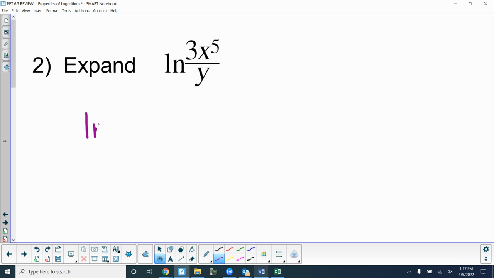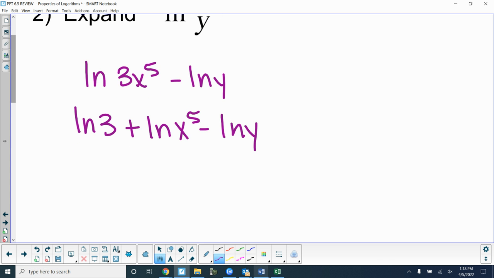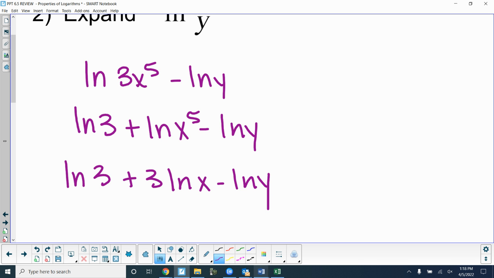Expand. All right, natural log of 3x to the 5th minus natural log of y, right? This is multiplication, so what can I do with those? Add them. But I'm not done. Why? That exponent. Where do I put it? Out front. Why'd you put 3 there instead of 5? It should have been a 5. I just wanted to see if you guys were paying attention. You guys were. Good job.